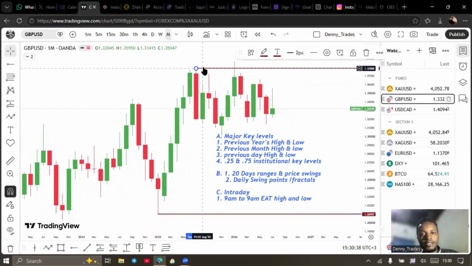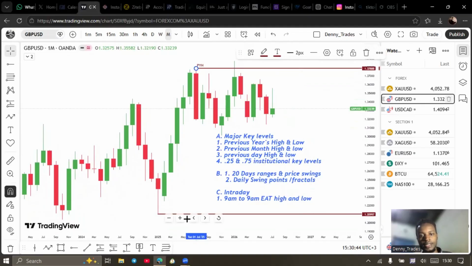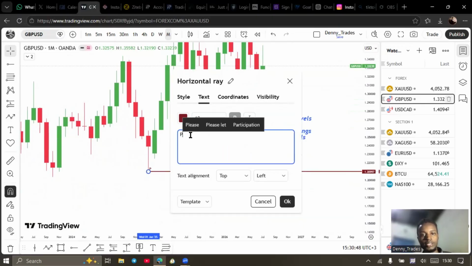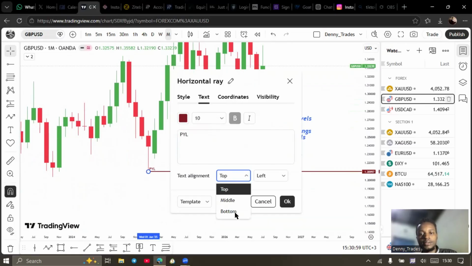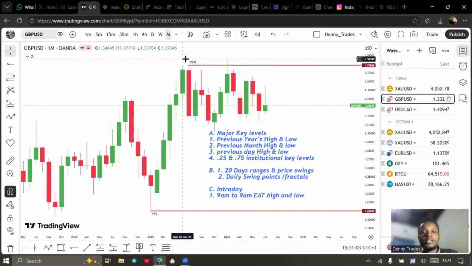This is the previous year's high, and this is the previous year's low. We don't need all those other previous year's highs and lows. We just need the previous year. So this will go there. So we have the major key levels, which is the previous year's high and then the previous year's low.